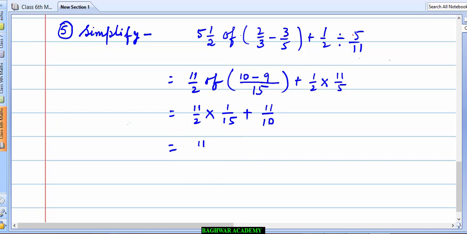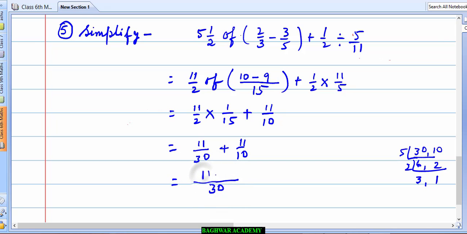Here you see this is not required to be simplified because multiplication and addition you have. So we should perform which operation first? Multiplication. So 11 into 1 is equal to 11 and 2 into 15 is equal to 30, and plus 11 by 10 you have. Now 30 and 10 you have. Find out LCM out of this. So what you will get? You will get 30. So this will be 5 6s are 30, 5 2s are 10, 2 3s are 6 and 2 1s are 2. 3 2s are 6, 6 5s are 30. LCM is 30. And then you will get 11 plus 11, 10 3s are 30 and 3 into 11 will be 33.